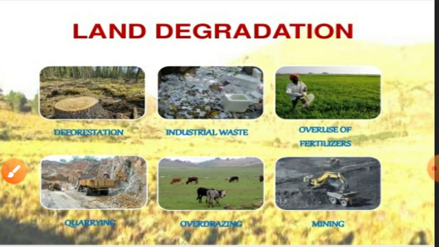Land degradation. As you know, due to overuse of the land and soil, there is a problem of land degradation. The different problems of the land are deforestation, industrial waste, overuse of fertilizers, quarrying, overgrazing and mining. These are the different causes of land degradation. And one more thing, soil erosion is also a problem of land degradation. Soil erosion we will discuss in the next module.